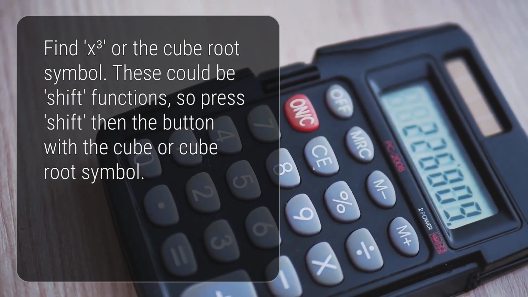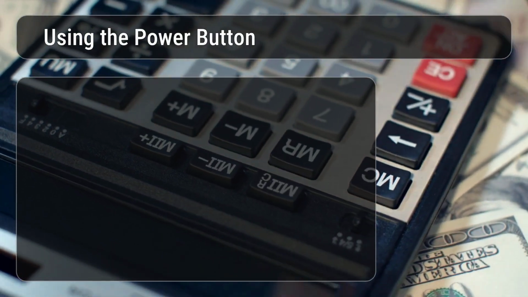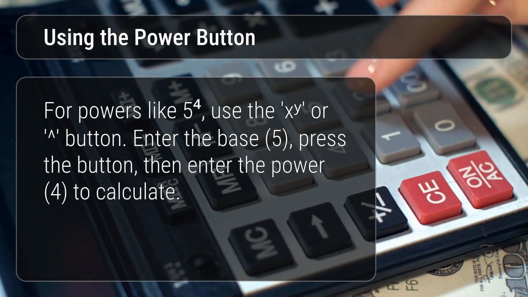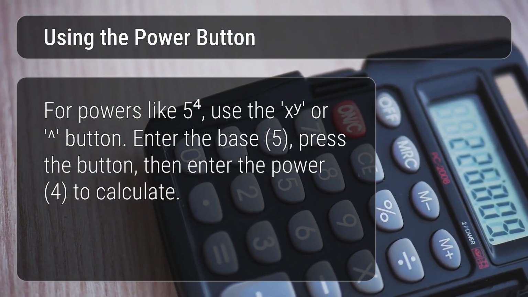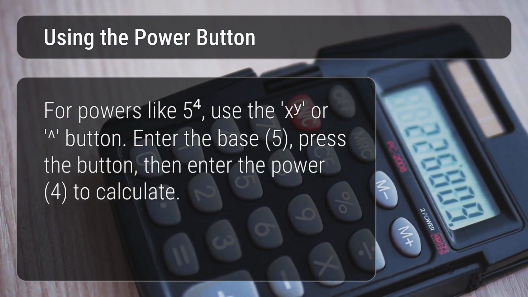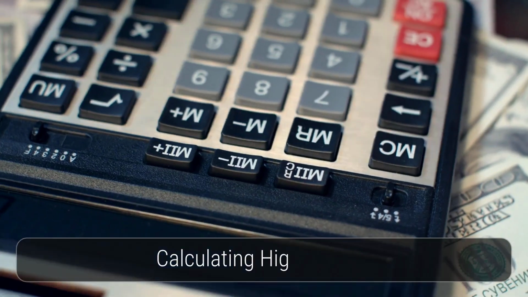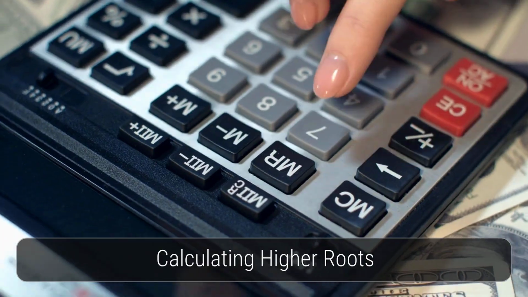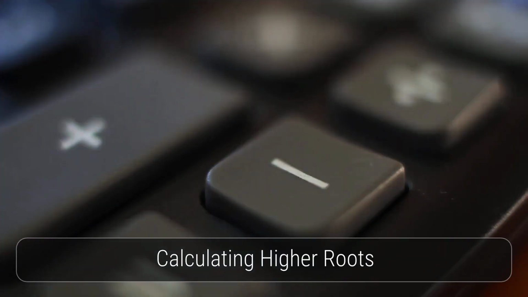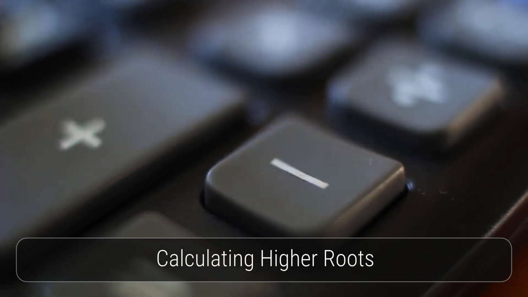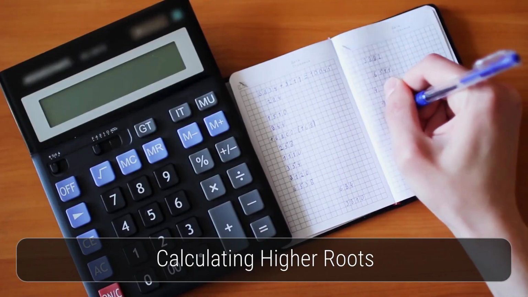For any other power, like 5 to the power of 4, you'll need the power button, often labeled xʸ or circumflex. Type the base number, 5, press the power button, then type the power, 4. For other roots, like the 5th root, you'll likely use the shift button with the power button. You might press the root number, 5, then shift, then the power button, then the number you want the root of.